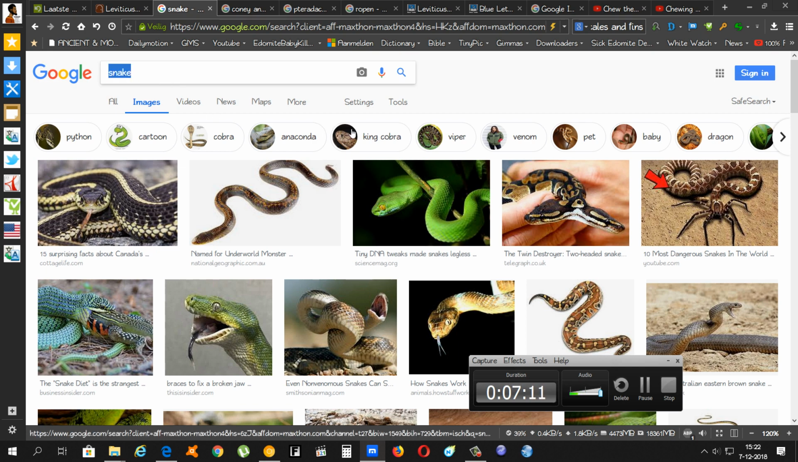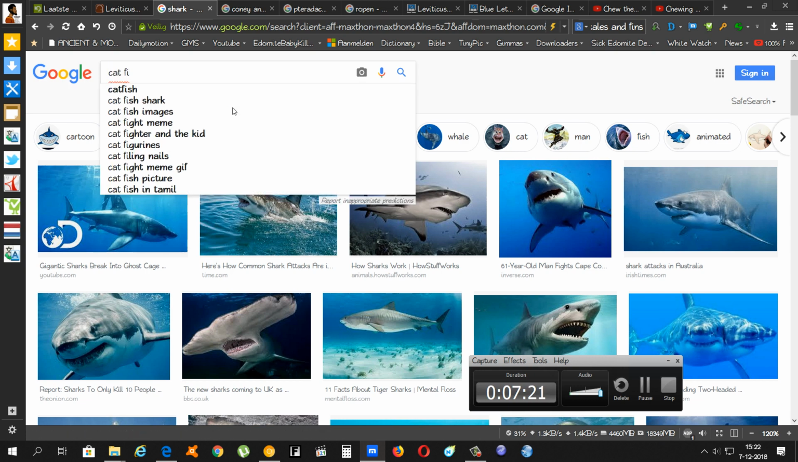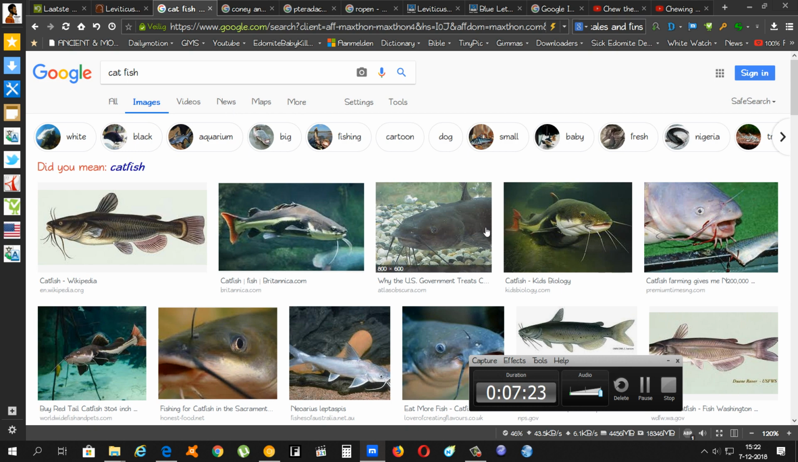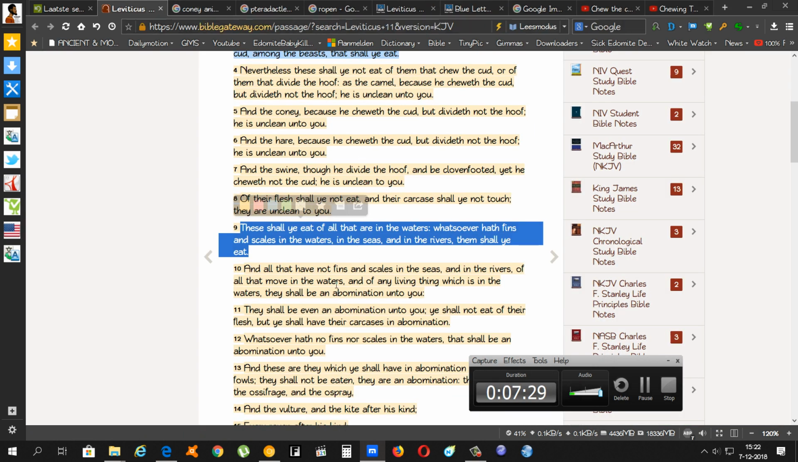And also, you have shark. You're not supposed to eat shark because they have fins, but they don't have scales. And you're not supposed to eat catfish neither, because they are just like a shark. They have fins, but they don't have scales. So you can't eat that.